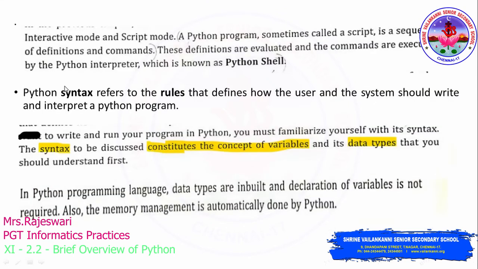But in Python programming language, you don't have to define any data types because all the data types are inbuilt in Python. So when the data types are inbuilt, declaration of variables is not required at all, which you follow in other programming languages. As well, the memory management is also automatically done by Python. So you don't have to worry about the memory management, or about declaring the variables in Python programming language. So that's why it is called that Python supports dynamic typing.